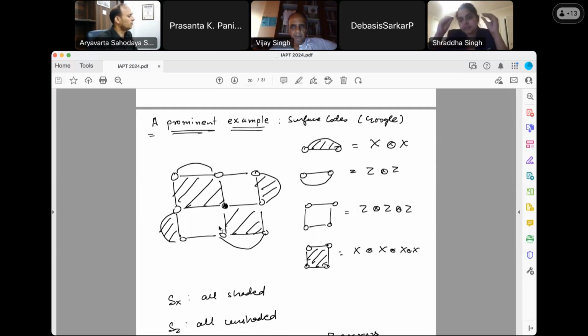So if you remember, we were discussing the repetition code. So this one line is actually a repetition code in Z. You can think of it like that. This other line is another repetition code in Z. This line is a repetition code in Z. And this line is a repetition code in X. This line is a repetition code in X. This line is a repetition code in X.